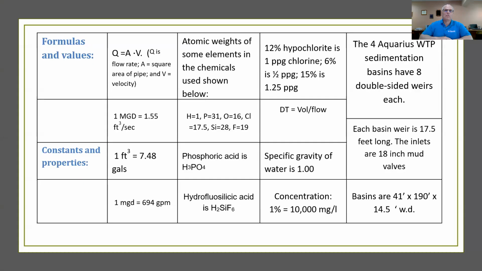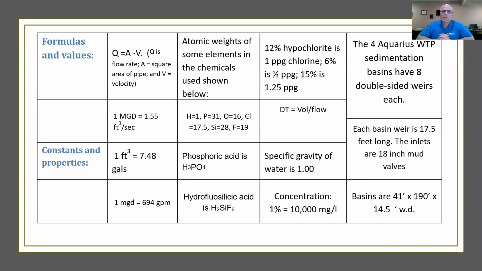And this second table is some information that we've included in general, but also some things that are specific to this exam that we're going to give you. For example, if you look in the second column, it says atomic weights of some elements. You're going to need those to work some of the problems. We've given you the formula for phosphoric acid. We've given you the formula for hydrofluorosilicic acid.